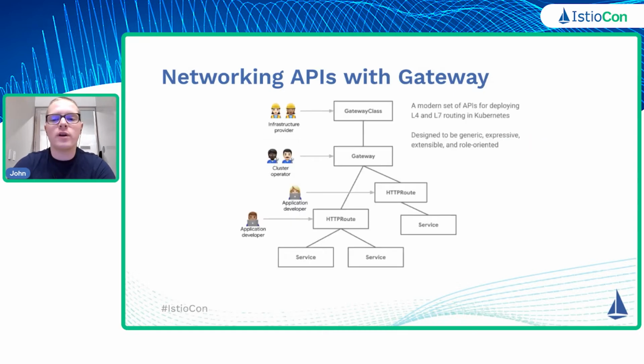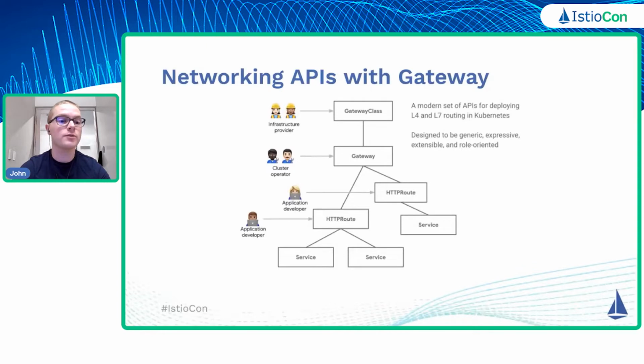One of the core features of this as well is that, rather than just having one resource where there's not as much flexibility and you can't have a segmentation of permissions, we're splitting this up. So in this example you can have infrastructure providers, cluster operators, and application developers. They all have different roles and access to different layers of the resource model. And this allows a lot of powerful things.